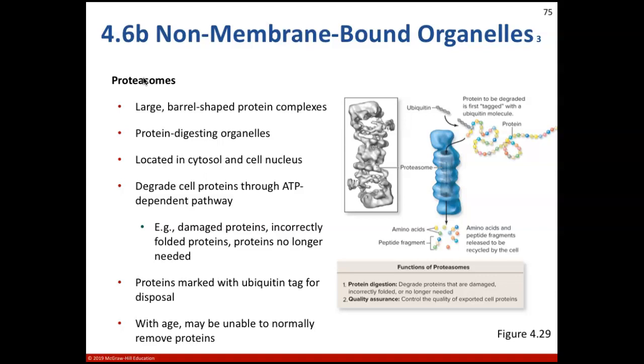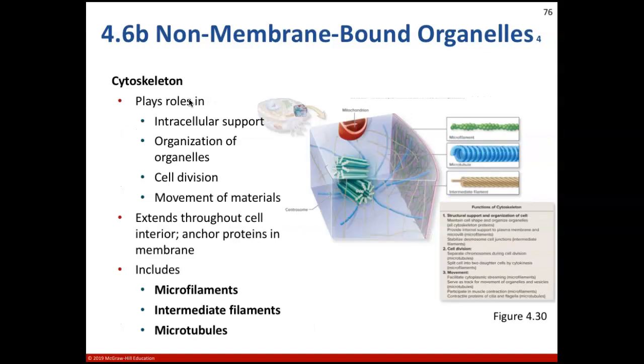So any damaged proteins, or proteins that were folded incorrectly, or proteins that we just don't need anymore can all be degraded. And our proteins marked with a ubiquitin tag for disposal will have these proteasomes coming after them. With age, we may be unable to normally remove these damaged proteins, so they tend to linger longer than they should.